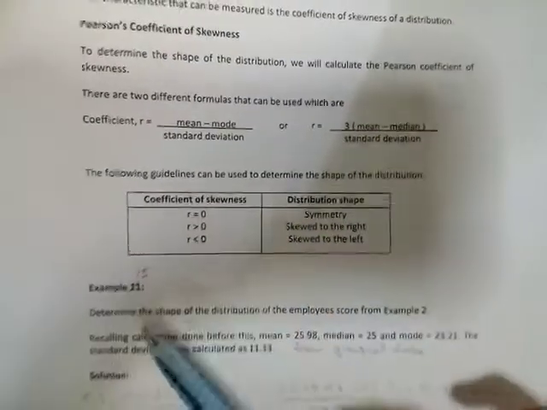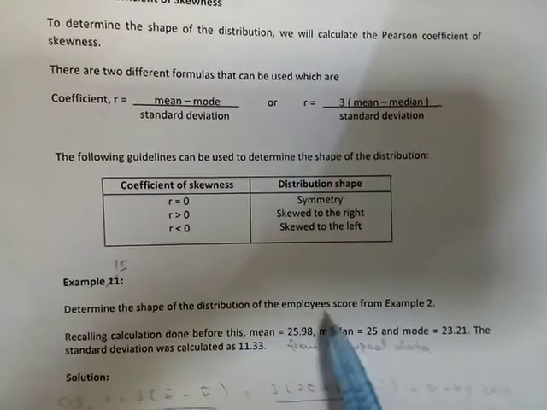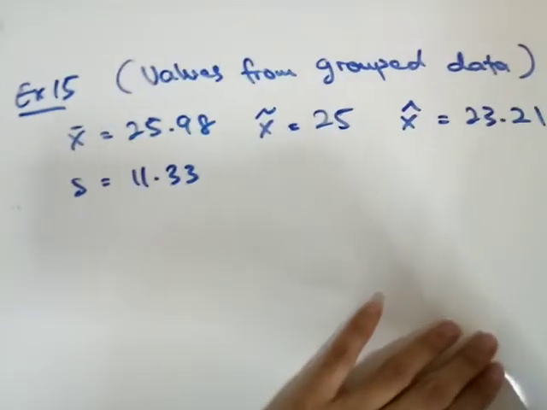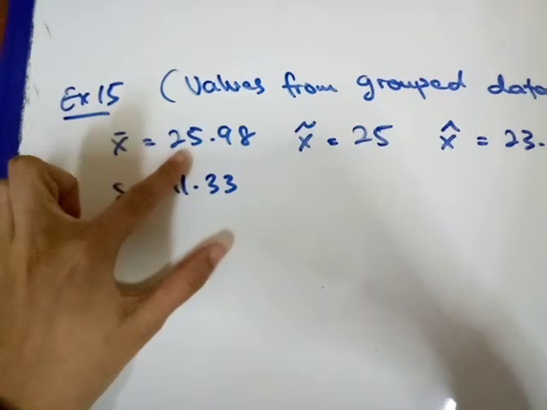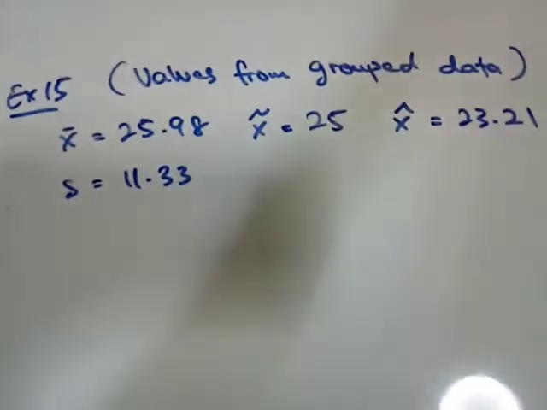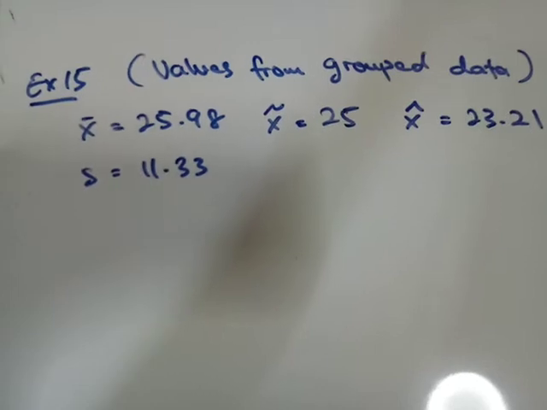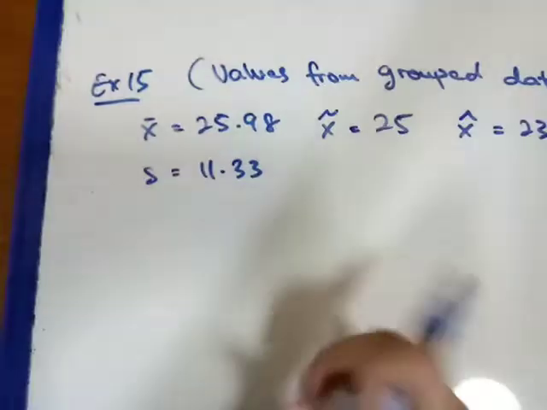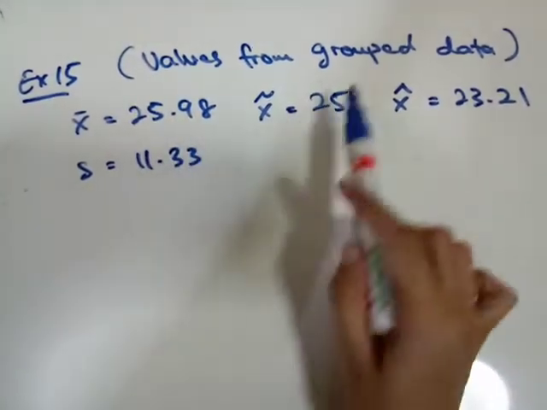So look at example 15. Determine the shape of the distribution of the employee score from example 2. That means the mean, median and mode you have found before, based on values from group data. Before this you calculated the mean as 25.98, the median as 25 and the mode as 23.21, and the standard deviation is 11.33. These values are from group data, not ungrouped.